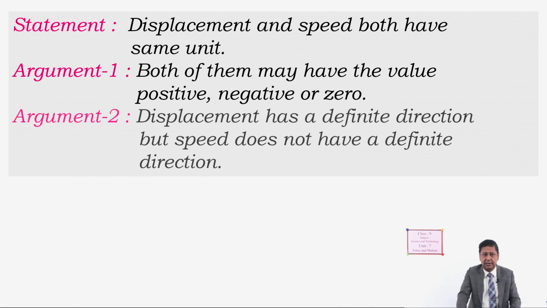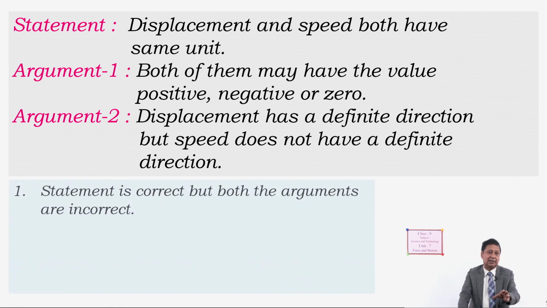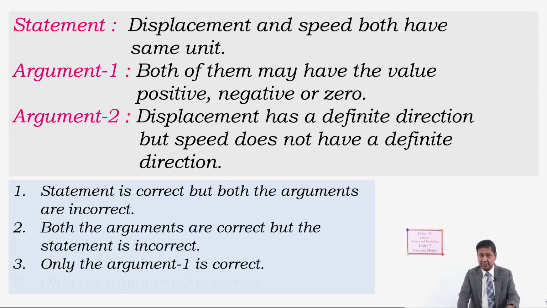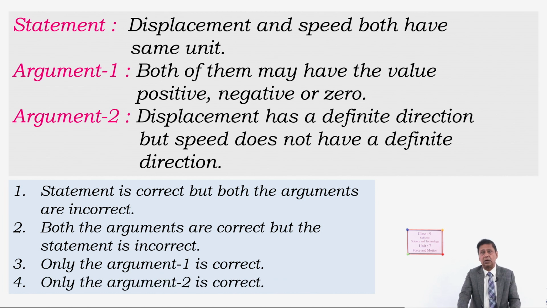Another argument is there. Argument 2: displacement has a definite direction but speed doesn't have a definite direction. Now we have to check all these and conclude whether option 1, the statement is correct but both the arguments are incorrect, is correct, or option 2 is correct, option 3 is correct or option 4 is correct. Which one is the correct option? We have to select one out of 4.